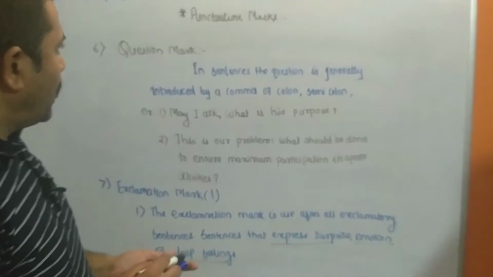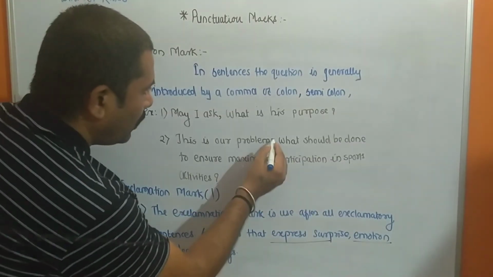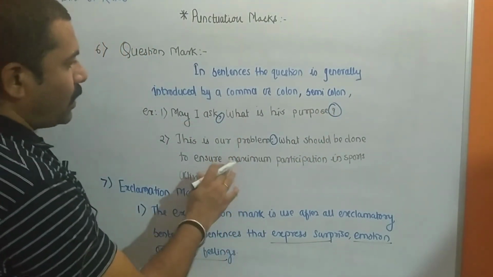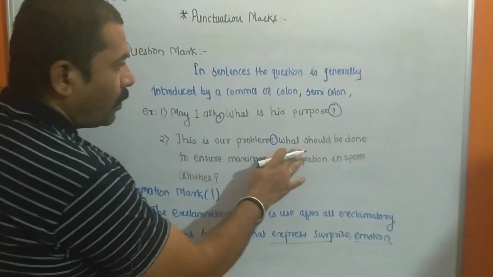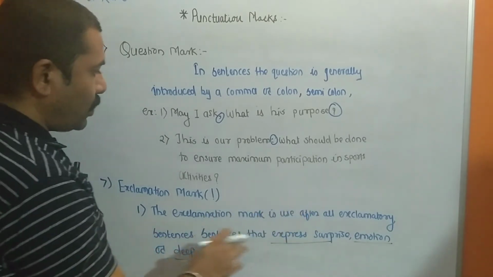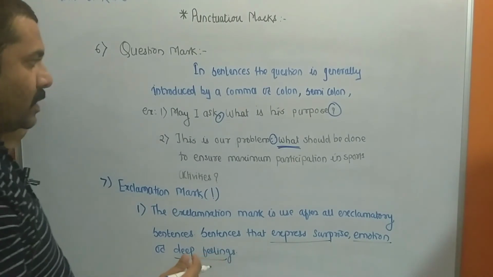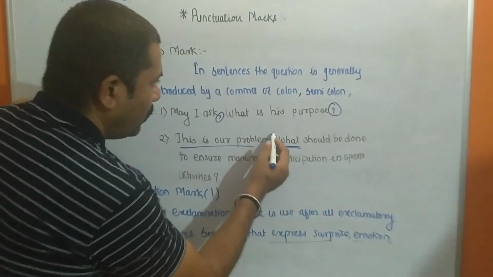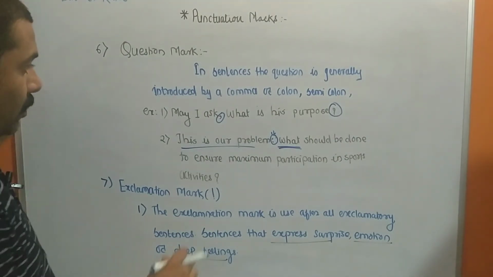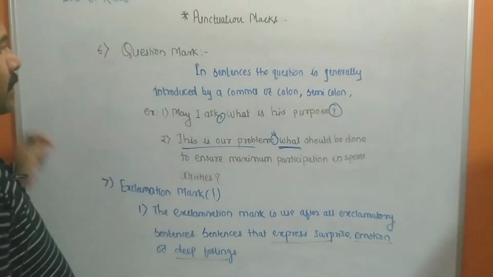Here we use the colon. This is one of the points I noted here. So this is our problem: what should be done to ensure maximum participation in sports activity? Here we use the interrogative WH word, and here we use the colon symbol. So this is one of the examples.